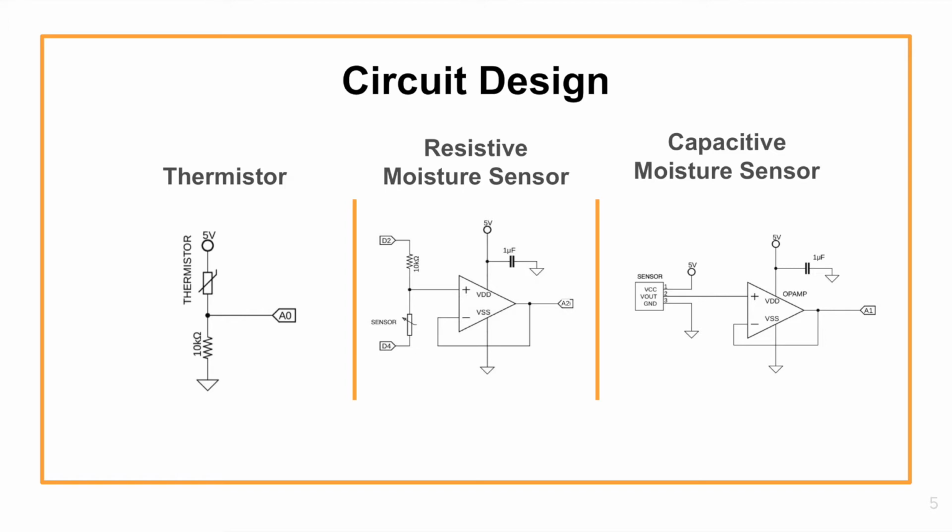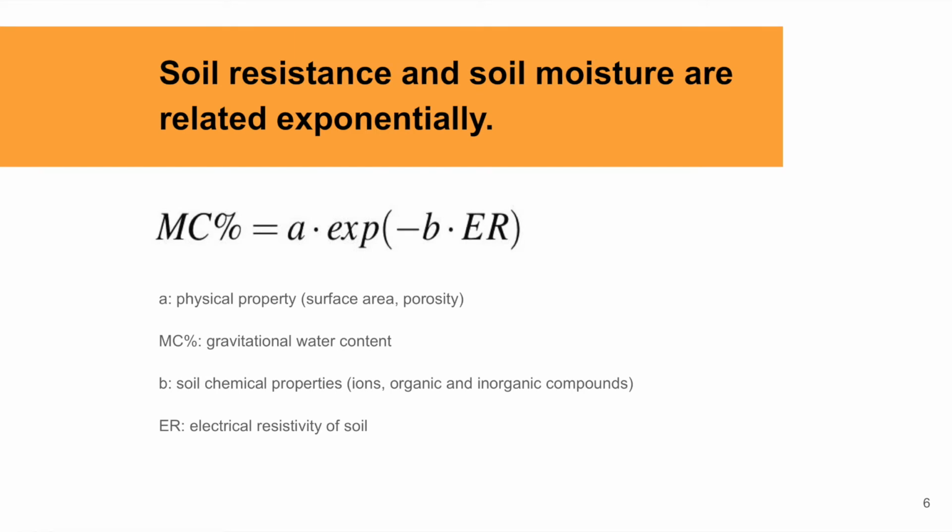To model the alternating current through the resistive sensor, we periodically switch the high and low on the digital pins connected to the circuit. Soil resistance and soil moisture are related exponentially as characterized by the following equation. Because of the relation moisture content and conductivity have, the sensors require careful calibration, as the capacitive sensor is heavily influenced by soil type and the resistive sensor is impacted by varying ion concentration levels.